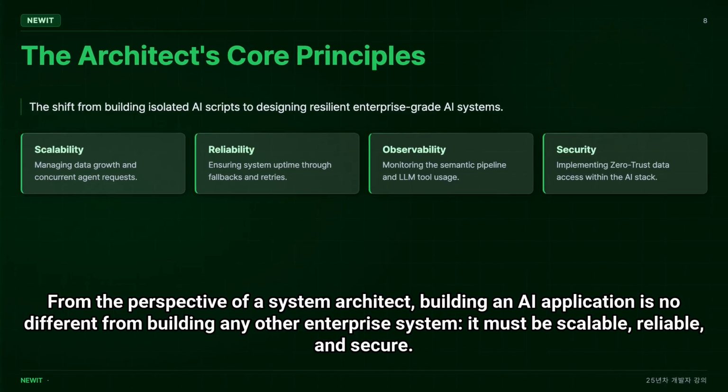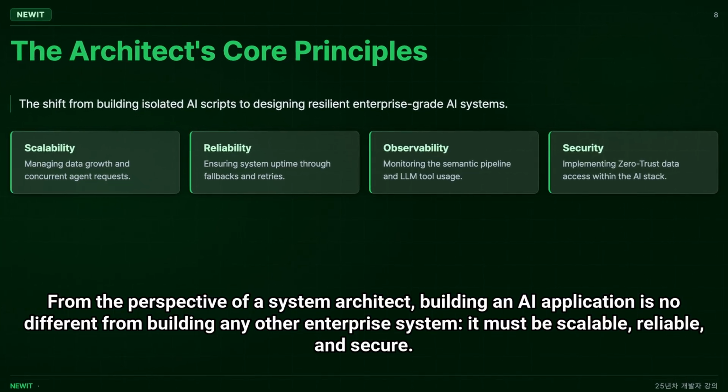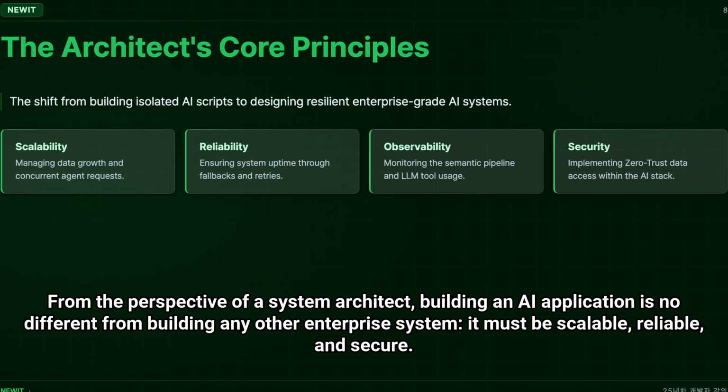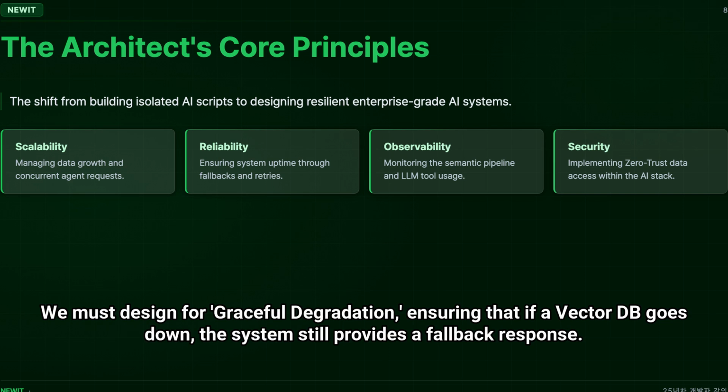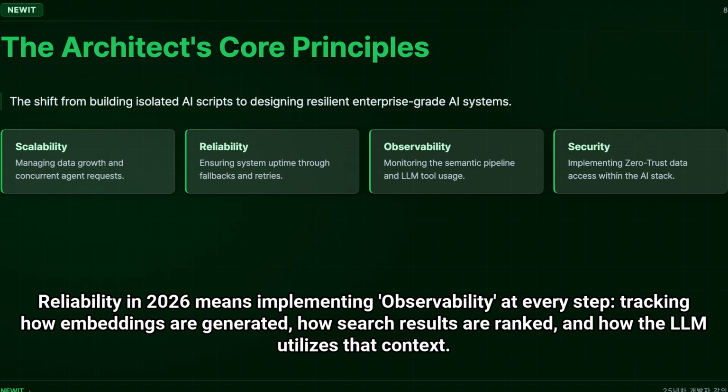From the perspective of a system architect, building an AI application is no different from building any other enterprise system. It must be scalable, reliable, and secure. Moving beyond a simple prototype requires us to think about data gravity, where your data lives affects your latency and cost. We must design for graceful degradation, ensuring that if a vector DB goes down, the system still provides a fallback response. Reliability in 2026 means implementing observability at every step, tracking how embeddings are generated, how search results are ranked, and how the LLM utilizes that context.